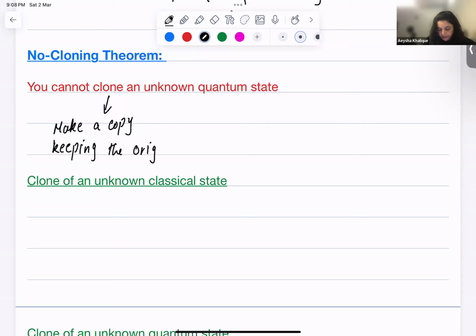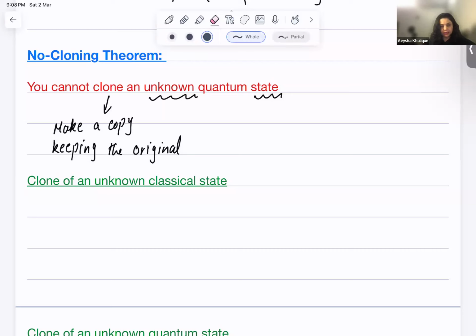And an important thing is that we are talking about an unknown quantum state. Which means that if you do not know what the state is and you want to copy it in such a way that you keep the original, then how does it go? Let's see why we are claiming that you cannot clone an unknown quantum state. What is meant by cloning? Is it really possible to make a clone of an unknown classical state?